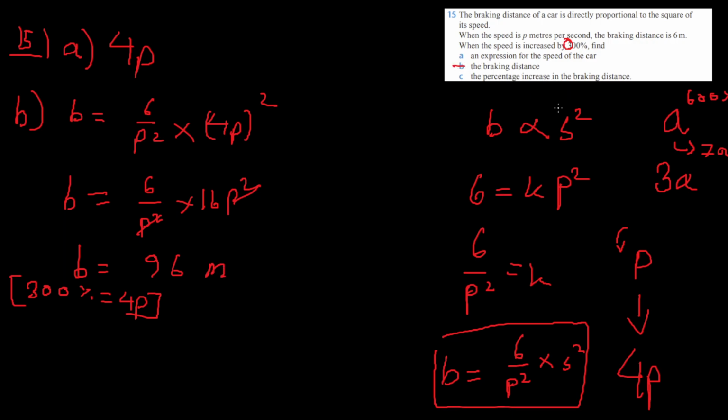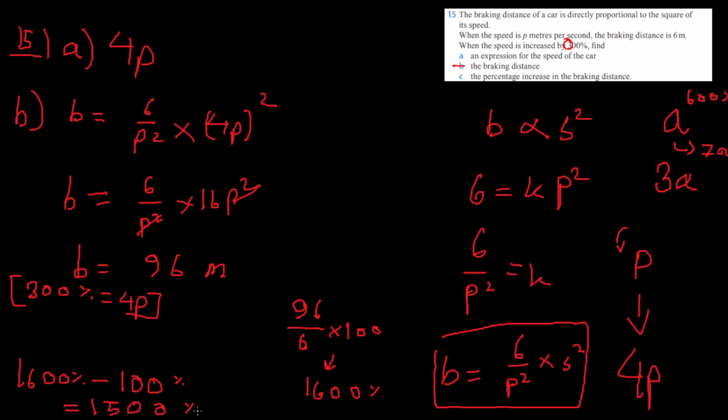And the percentage increase. So basically, we know the formula. We just put the bigger one over here, and the smaller one was this. So we just put 96 divided by 6, and we times it by 100. We get 1600 percentage. This is the total increase. But it says how much it increases. So basically, our initial was 100 and it went to 1600. So you just 1600 percentage minus 100 percentage, we get 1500 percentage. This is going to be our answer for number C.